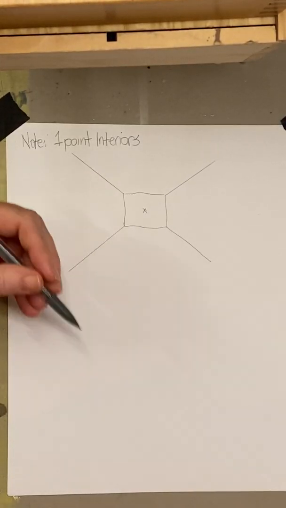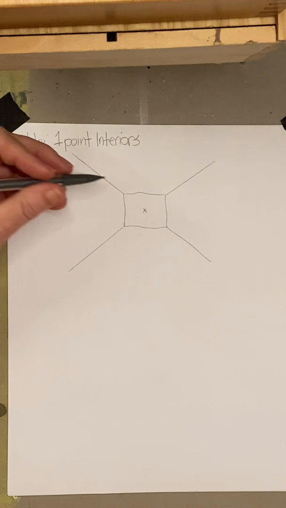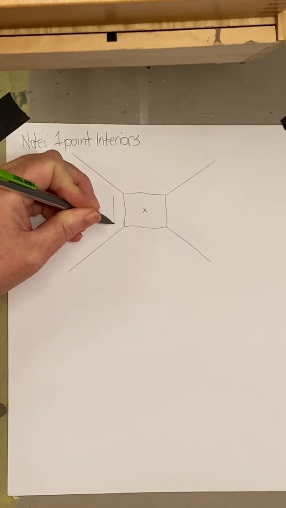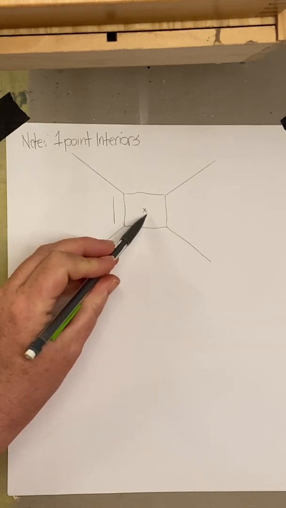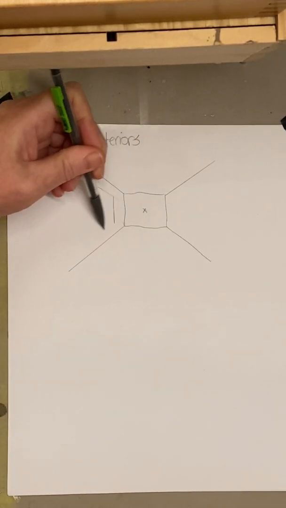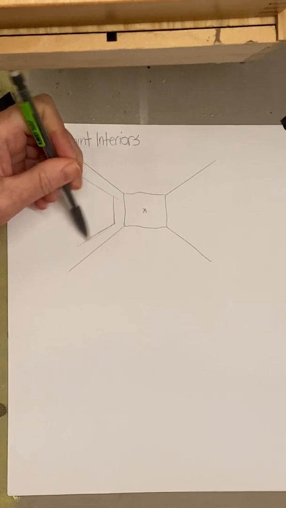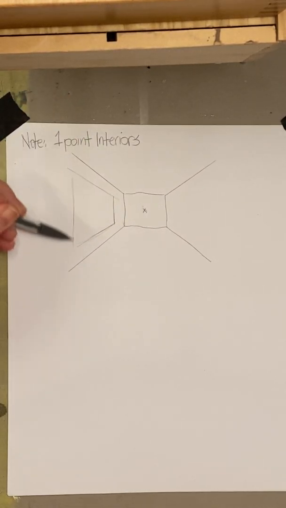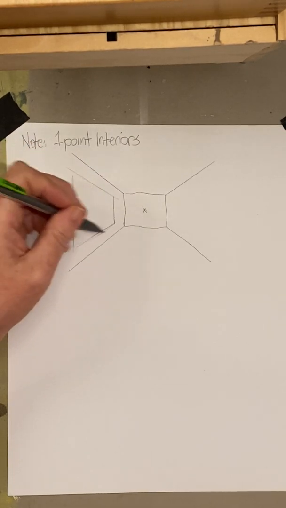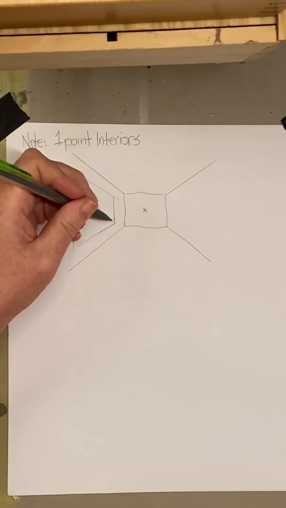Just to help make the point, let's go ahead and put a window on this wall. I'm just going to freehand it. I'm going to go straight up and down, and the top is going to go to the X. The bottom is going to go to the X. The side's going to go straight up and down.